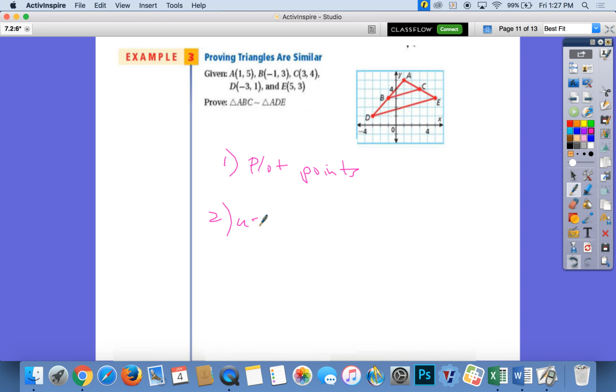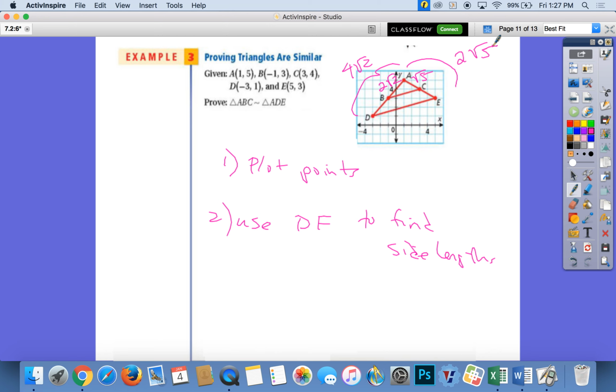The next thing you're going to do is use your distance formula to find the side lengths, and I already did that. Again, you can do this tomorrow in class, and we can talk about it individually if you need to. After you do that, guys, you end up getting AB is 2 root 2, AC is root 5, AD is 4 root 2, and AE is 2 root 5 after you go through and use all your distance formulas.